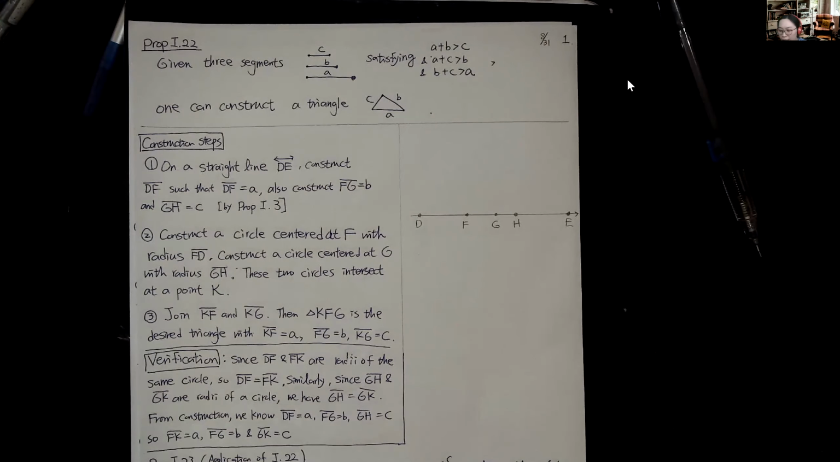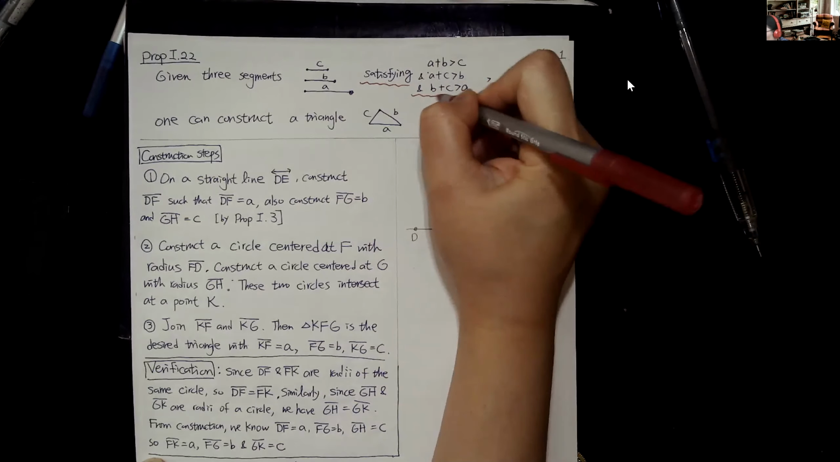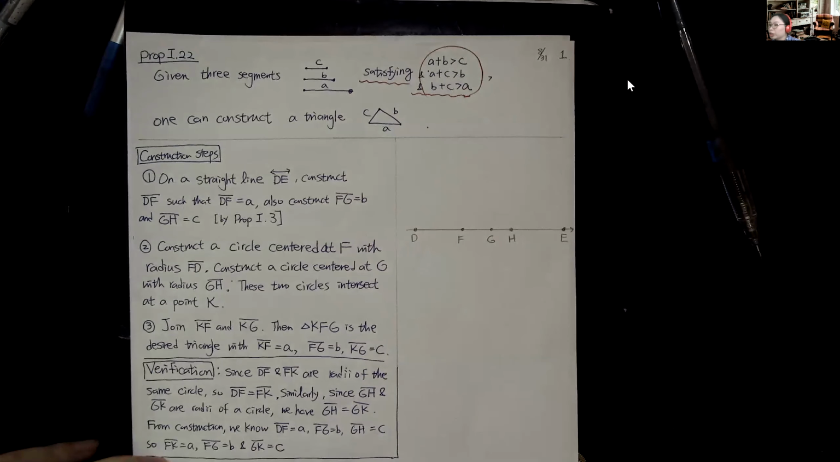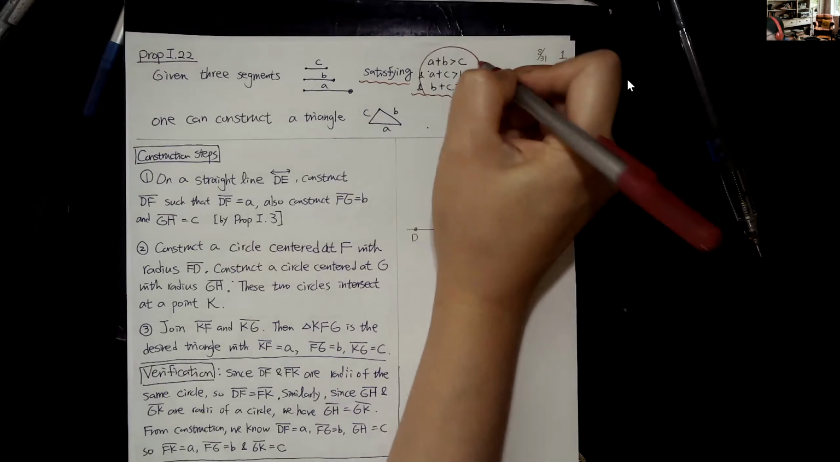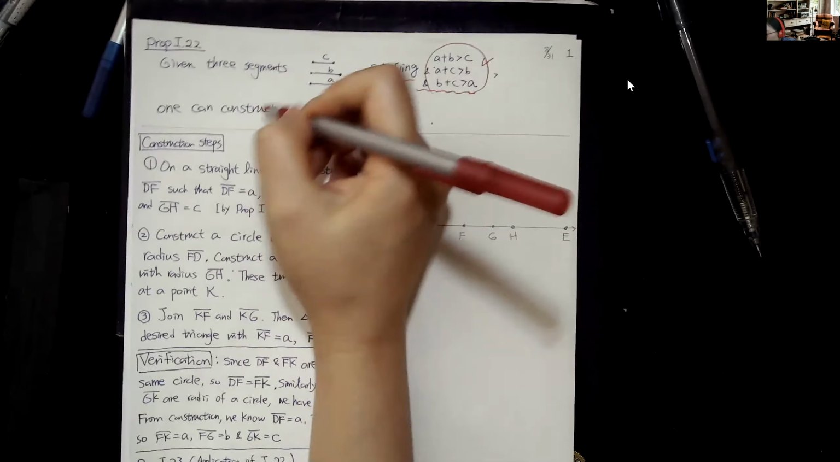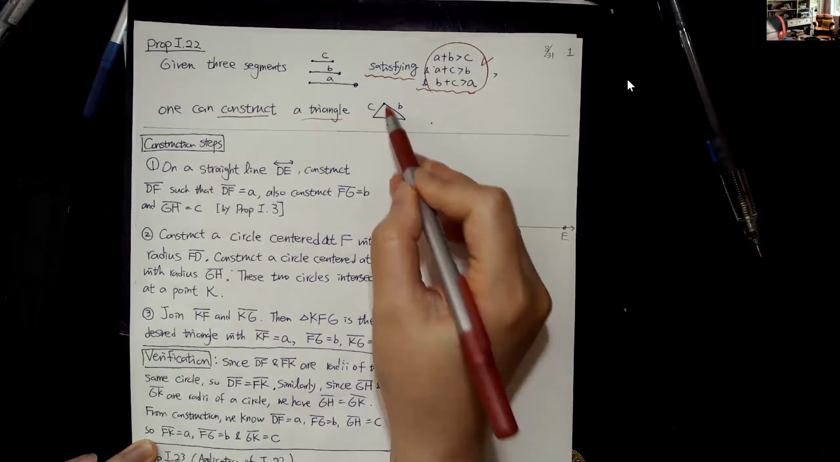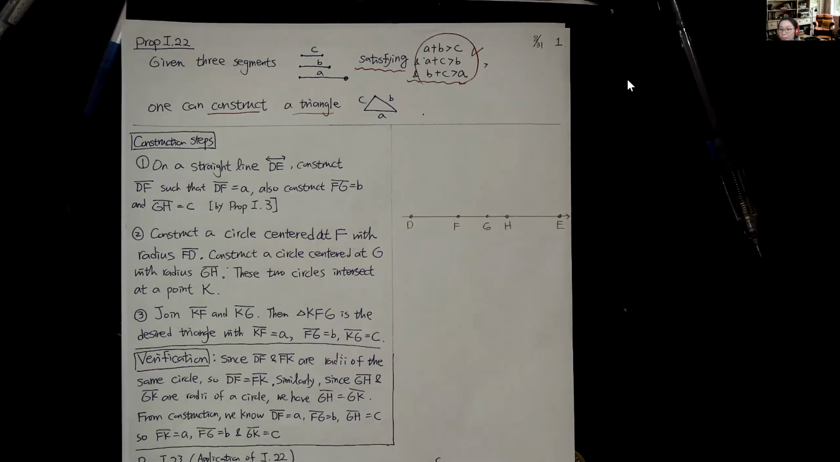Okay, so the first thing I want to prove is that given three segments, in order to draw the triangle, they need to satisfy this condition here, because this is the necessary condition in order to have a triangle. If this is correct, then we can construct a triangle such that the three sides are equal to the given three segments here.